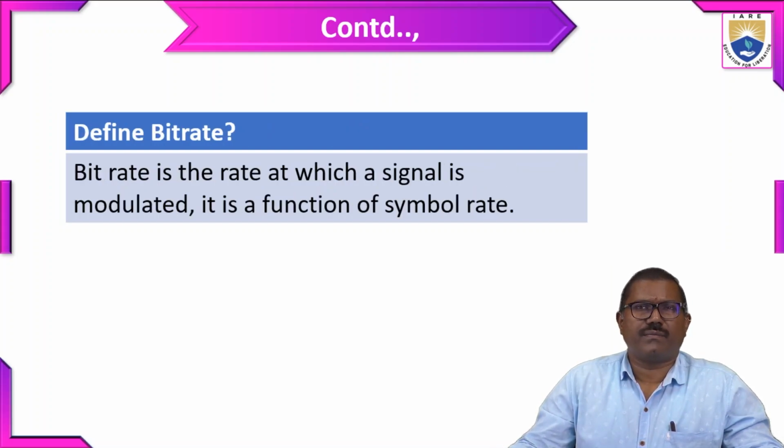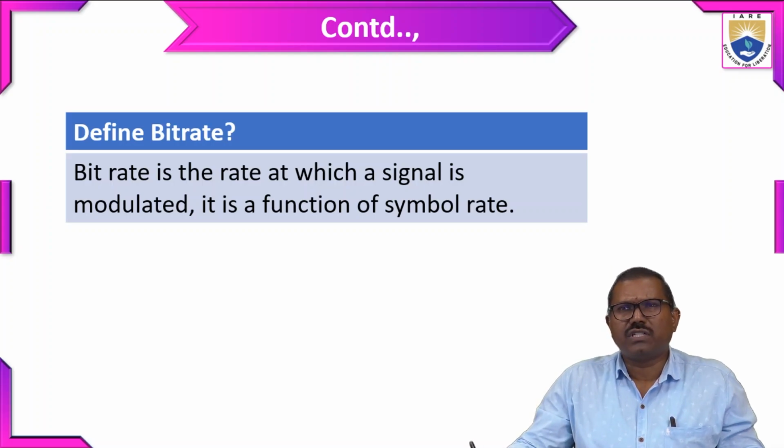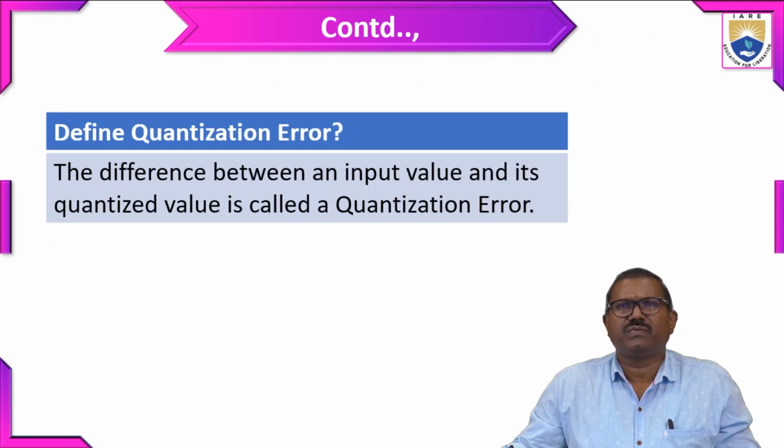Define bitrate. Bitrate is the rate at which a signal is modulated. It is a function of symbol rate. At what rate the signal is modulated, you can simply call it bitrate. Define quantization error. The difference between an input value and its quantized value is called quantization error.